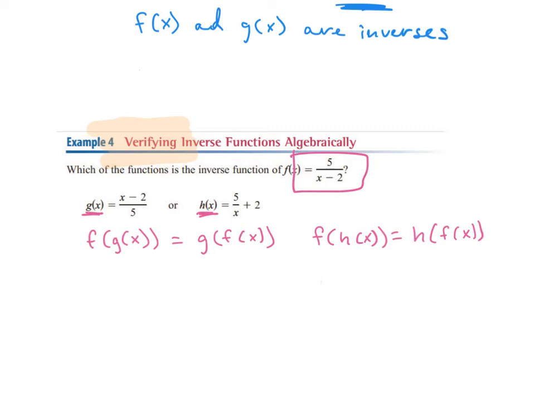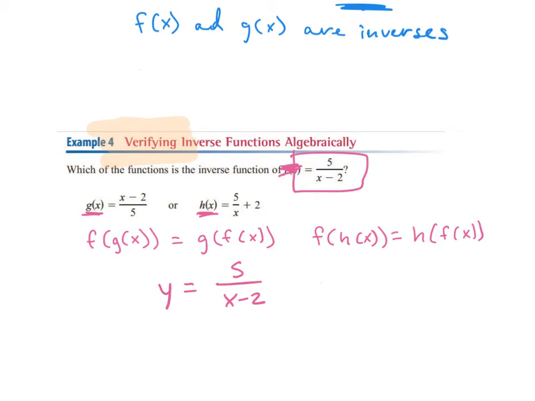or h of x. So when taking the inverse of something, we cancel out our f of x and just change it to a y. So this becomes y is equal to 5 over x minus 2. Because f of x is the same thing as saying y, it's just a fancier way of putting it. So we just changed our f of x, made it a y.